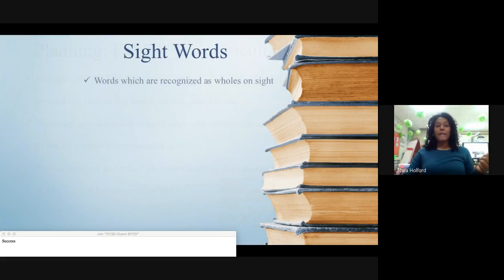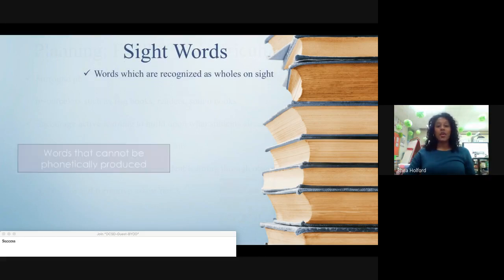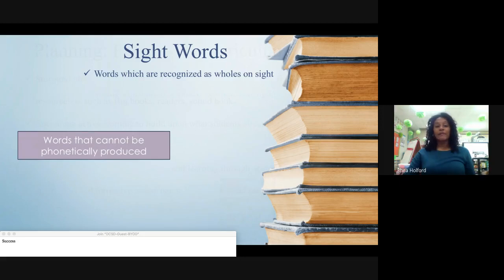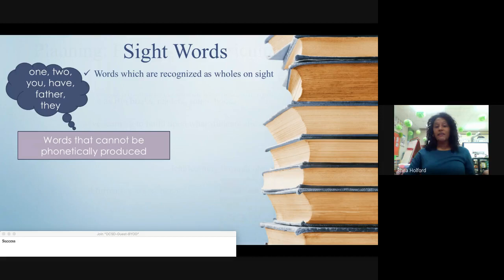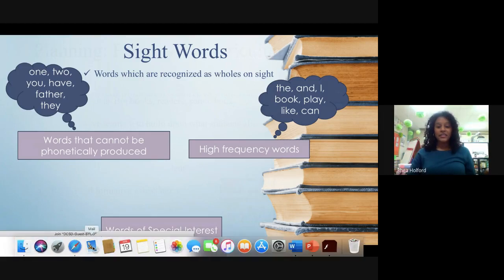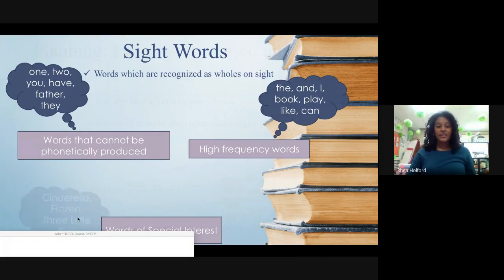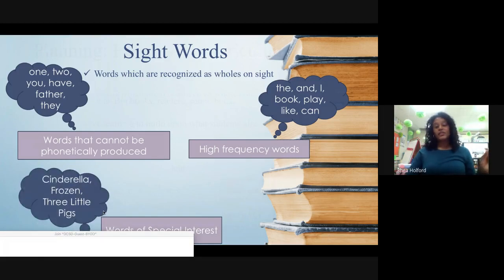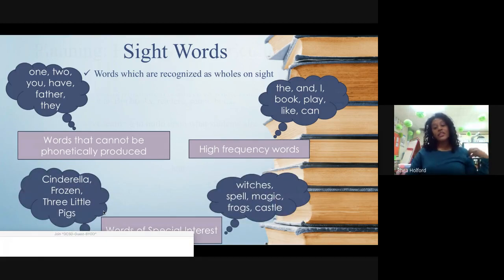Sight words. So words which are recognized as wholes on sight, words that cannot be phonetically produced, like one, two, you, have, father, they. High frequency words: the, and, I, book, play, like, can. And words of special interest: Cinderella, Frozen, Three Little Pigs, Witches, Spell, Magic, Frog.